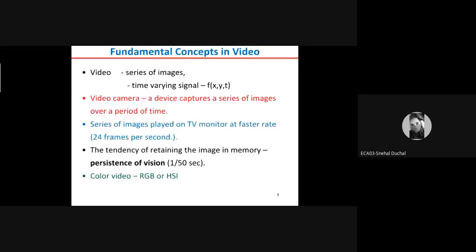Now we'll directly start with unit number 7. In order to study unit number 7, again we have to revise the basic concepts regarding videos. That will be mentioned as the fundamental concepts in video. So, can anyone tell me the definition of video?